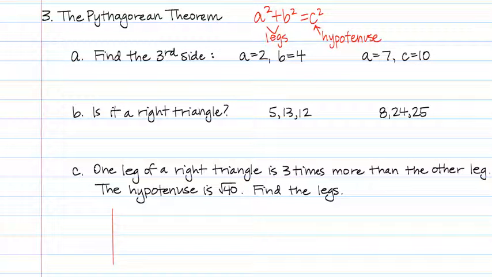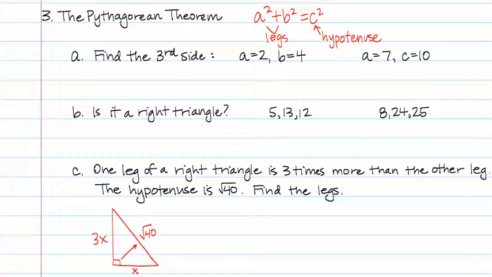So I'm going to start out by drawing my right triangle, so I'm able to label it. Okay, right triangle, right angle. One leg is 3 times more than the other leg. So if I know one of the legs is x, the other leg is 3 times more than that, so 3x. Hypotenuse, again, across from the right angle, is square root of 40. So let's find the legs.